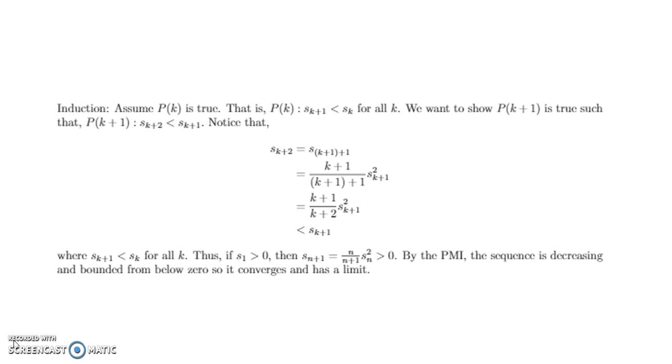Thus, if s sub 1 is greater than 0, then we have that s sub n plus 1 equals n over n plus 1 times s sub n squared, which is greater than 0. So by the principle of mathematical induction, we have the sequence is decreasing and bounded below by 0. So we know that it converges and has a limit. Now we're going to be moving on to part C.